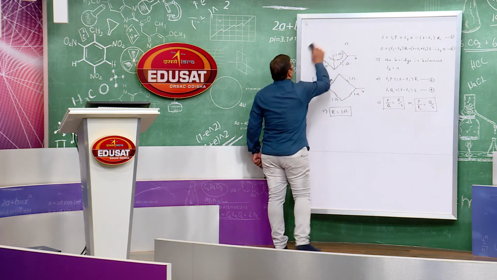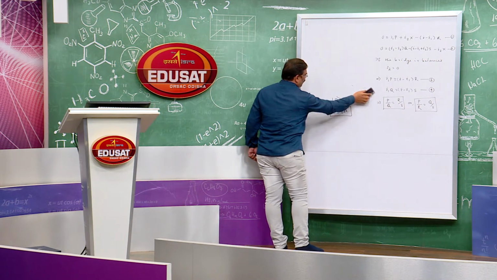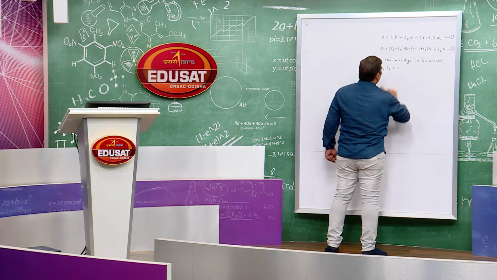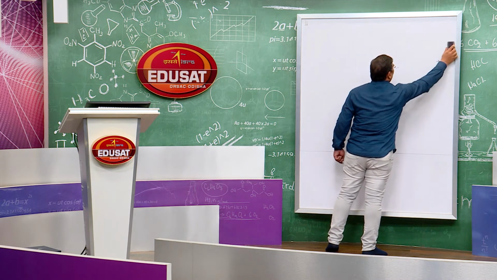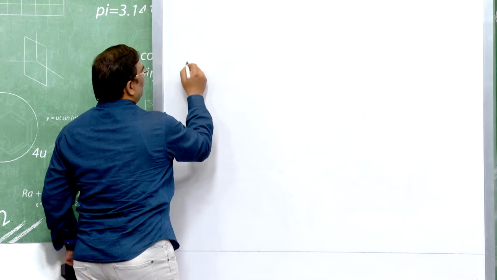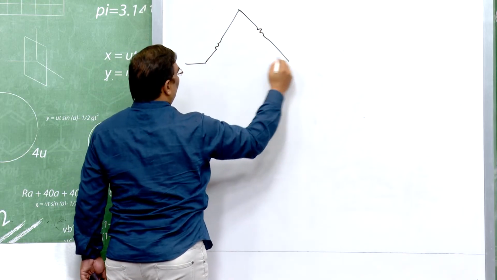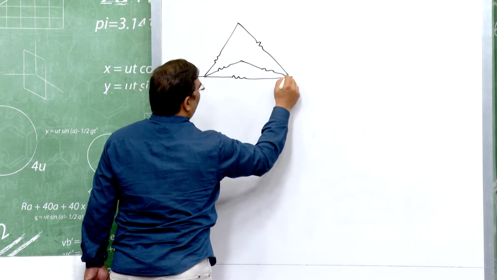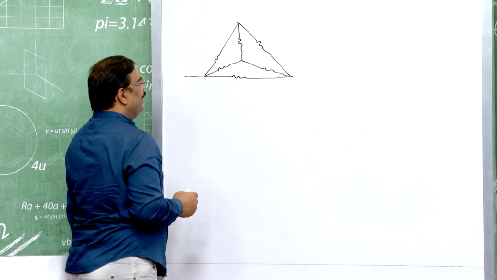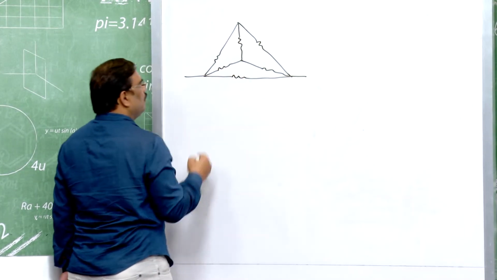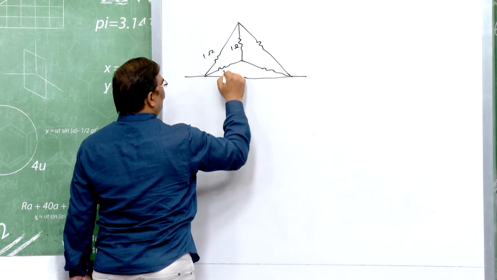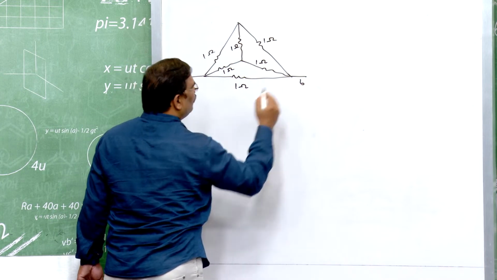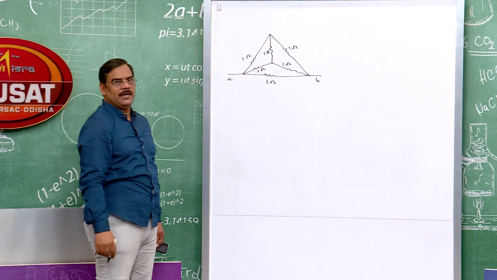Suppose I have another network, suppose a network is like this, where each resistance is 1 ohm. Now, we want to find the effective resistance between A and B.